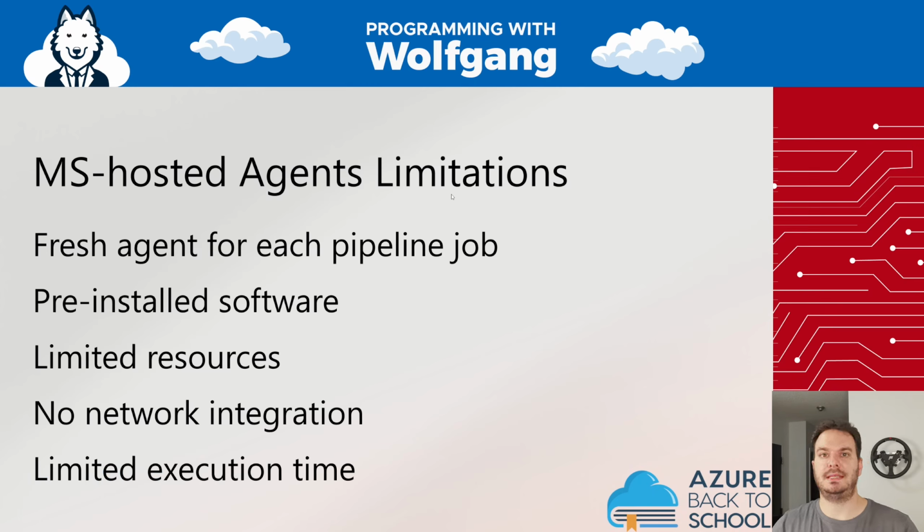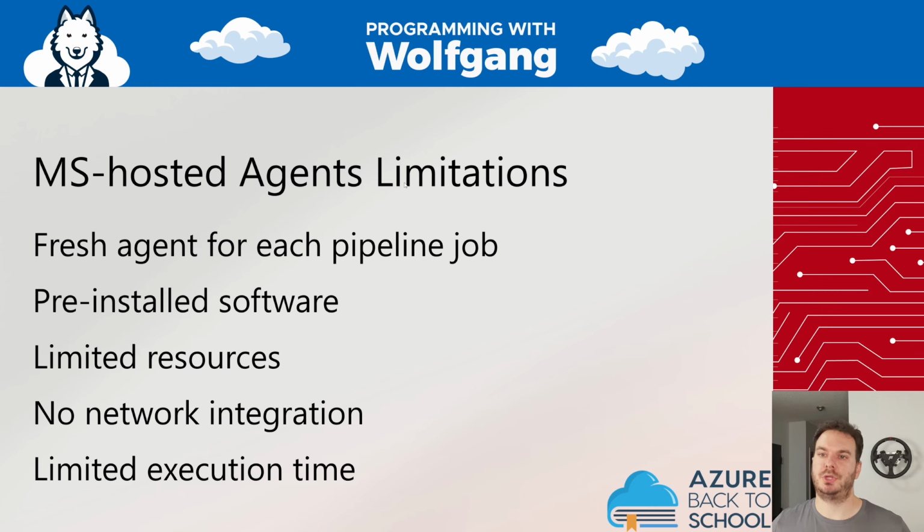The last downside is we have a limited execution time. This means if you're using the free version, we can run a pipeline for up to 1 hour. After 1 hour, it will just fail. If you're using a public project, then we can run up to 6 hours. And also if you have a paid version, then we can run up to 6 hours.